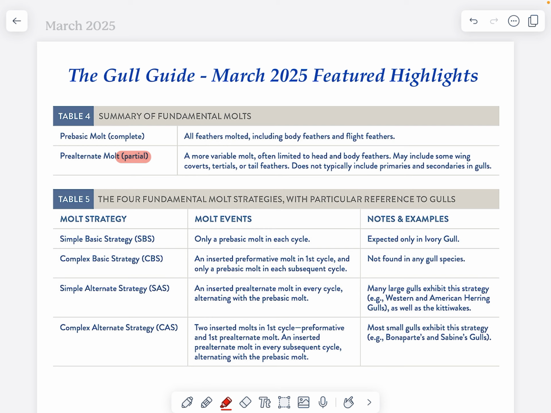What I want to do in this video is talk about some of the molts that are found in our first cycle small gulls, things like Bonapartes and Sabines, and how these differ from the large white-headed gulls. All birds can be thought of as having one of four fundamental molt strategies, and our gulls, by and large, are going to be either simple alternate or complex alternate.